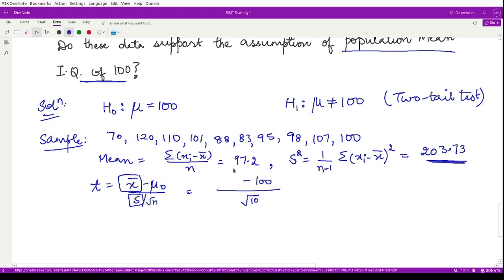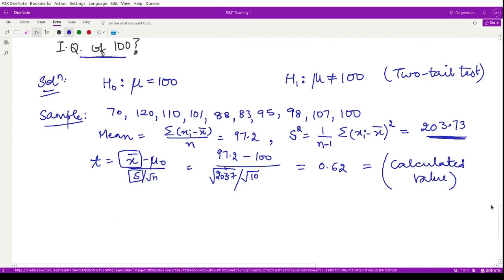So I request all of you to calculate this. Once you calculate this, you may substitute the values here. So it would be 97.2 minus 100, divided by square root of 203.7 divided by square root 10. So the value here is 0.62, right? So this is the calculated value for t. The next step is to mark the tabulated value.